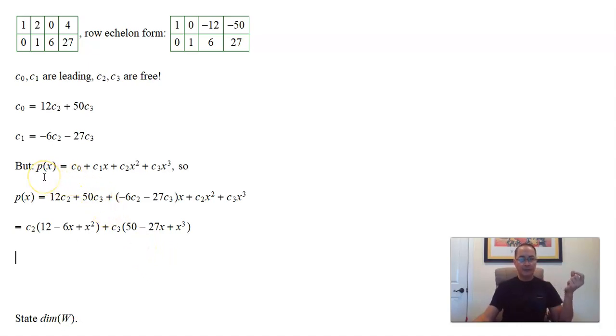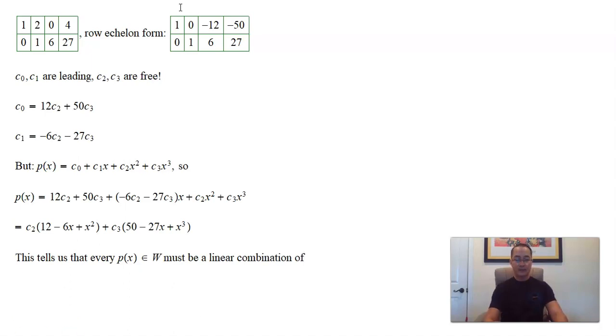Well, big picture. We started out with p of x from P3, and we said if p of x is in W, the coefficients are forced to satisfy this homogeneous system of equations, which forces C0 and C1 to have these values. Now we see that p of x is a multiple of this polynomial plus a multiple of this other polynomial. Does that look like something we have a name for? Yeah, that's a linear combination of those two polynomials. So this tells us that every p of x from W must be a linear combination of these two polynomials, which we will now put inside a set.